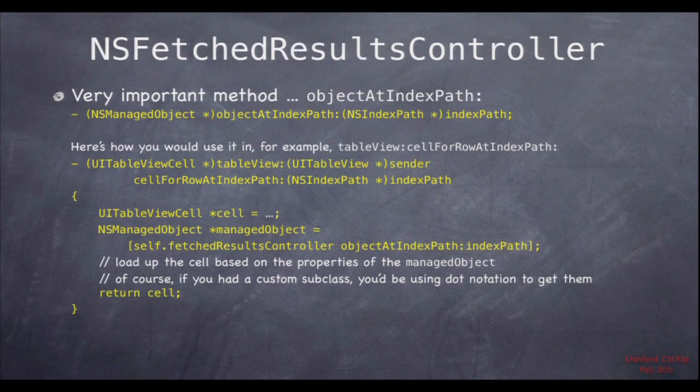So if you have to implement cellForRowAtIndexPath, one of the first lines in there after you create your cell is going to be managedObject equals self.fetchedResultsController objectAtIndexPath, with the index path you got as an argument. Now you've got the managed object. You can do valueForKey on it, or if you've got a subclass of it, you can use dot notation to get the properties of that object. Because remember that in a Core Data driven table view, every row is represented by an object in the database. Okay? A one-to-one relationship between a row and an object in the database. And remember, what objects are in each row is controlled by a fetch request, okay?